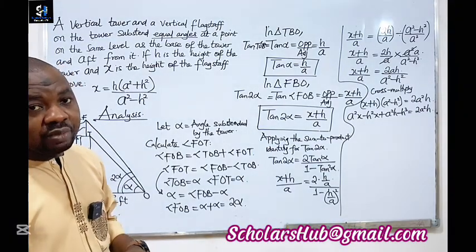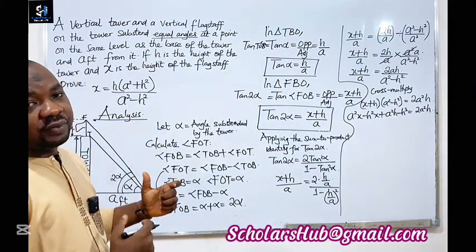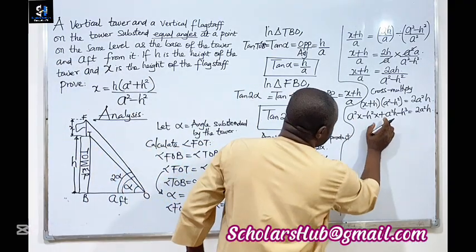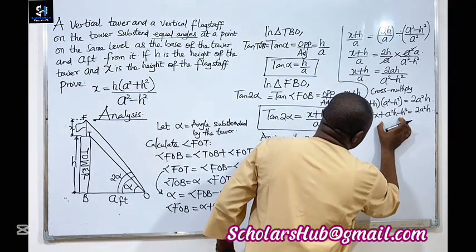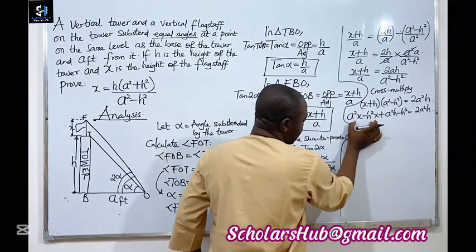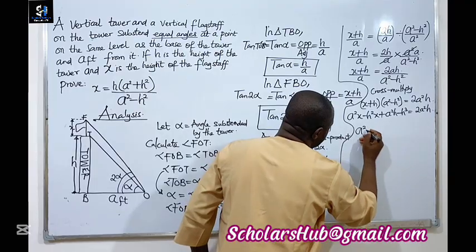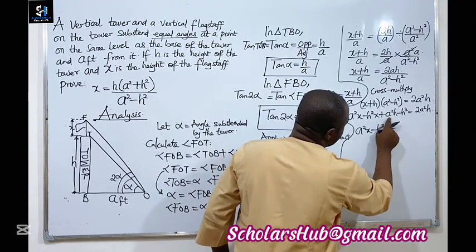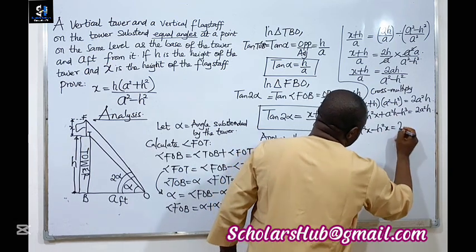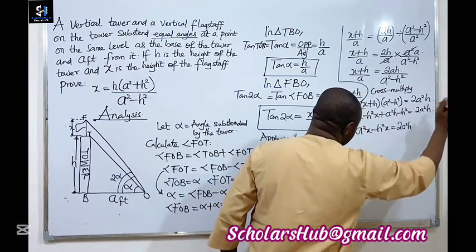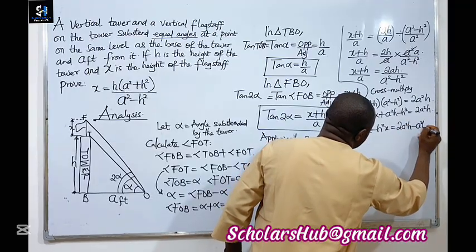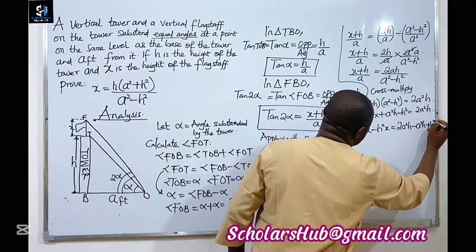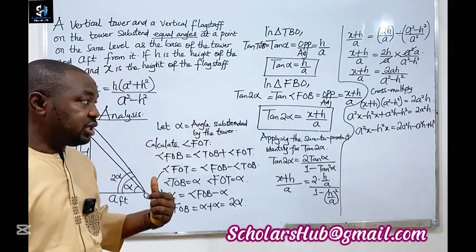Alright, our goal is to make x, which is the height of the flagstaff, the subject of the formula. So I'm going to move this to the right hand side and keep this on the left hand side. On the left hand side will be a squared x plus h squared x equals, when we move a squared h to the right hand side, 2a squared h minus a squared h. Then when h cubed also goes to the right hand side, it will be minus h cubed, because it is positive on the left hand side.